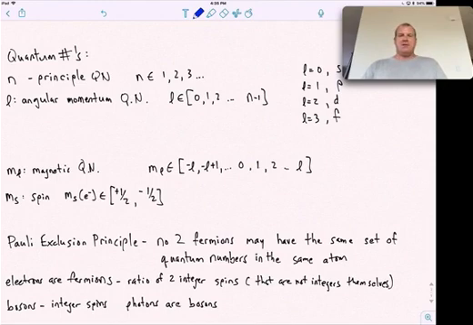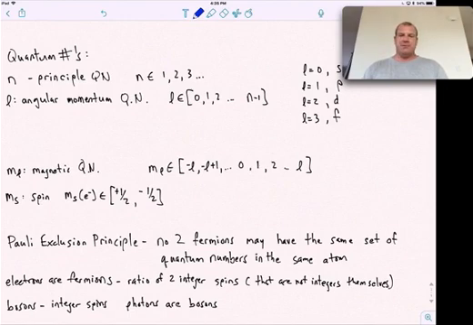So, if our n is 1, our L has to be 0. If our n is 2, our L can be 1 or 0. If n is 3, L can be 2, 1, or 0. So 3 minus 1 is 2, and it's integer steps, so it can be 2, 1, or 0. And when L equals 0, we call that an s orbital. When L is 1, we call it a p orbital. When L is 2, we have a d orbital. When L is 3, we have an f orbital.